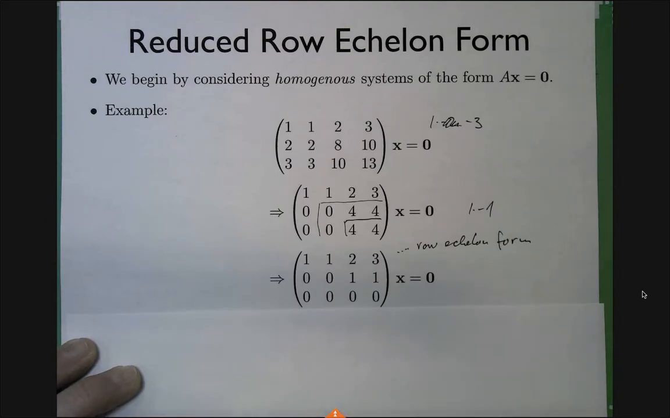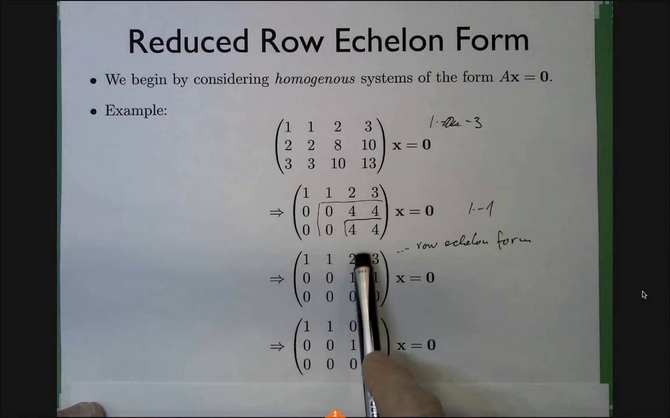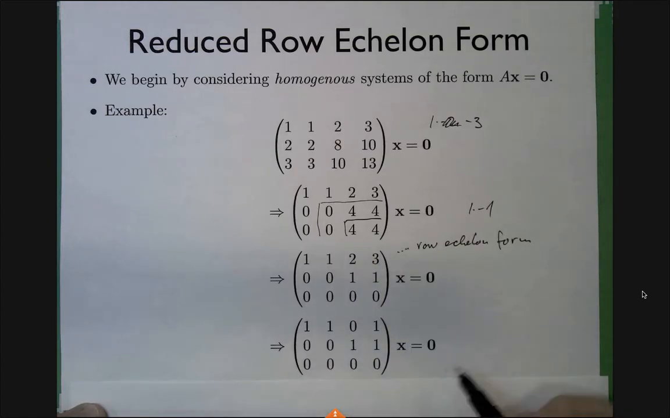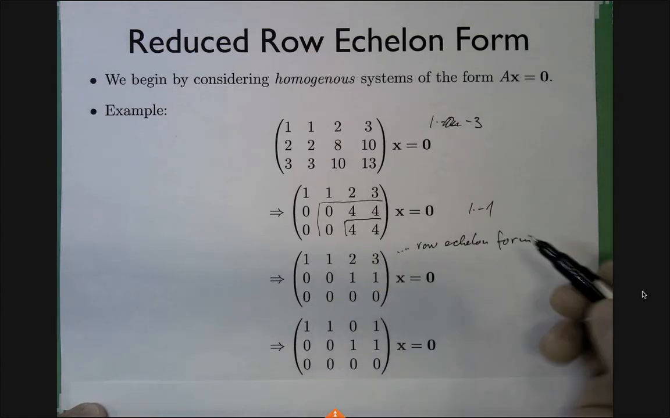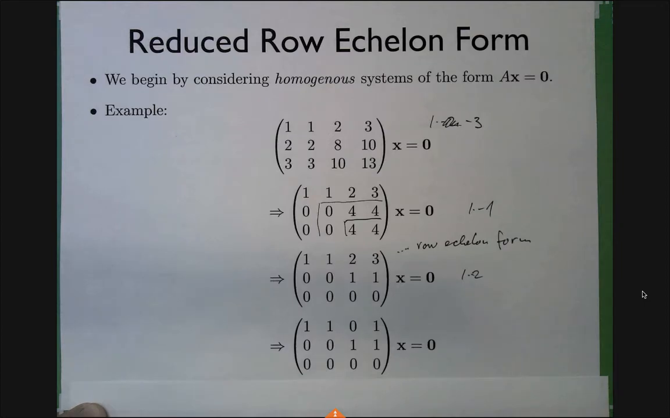And we can simplify it further, because what we can also do is eliminate this 2 here. All I need to do is multiply the second equation by -2 and add it to the first one. Okay? That goes the opposite way, but that's totally fine, right? I will still get an equivalent system of linear equations. So why don't I do that?